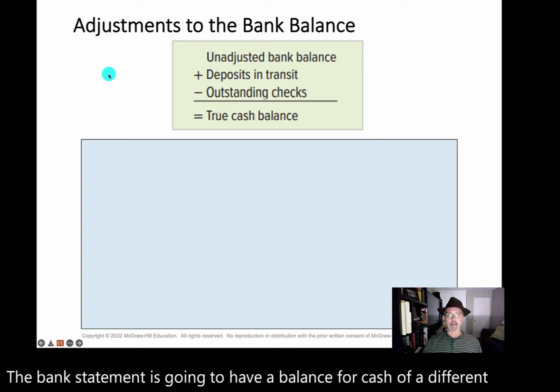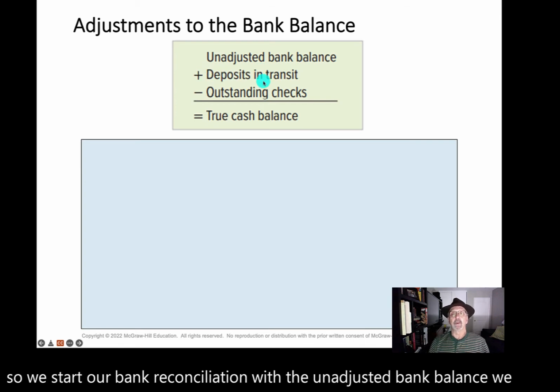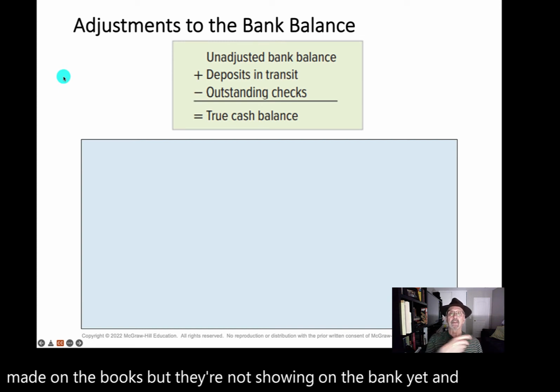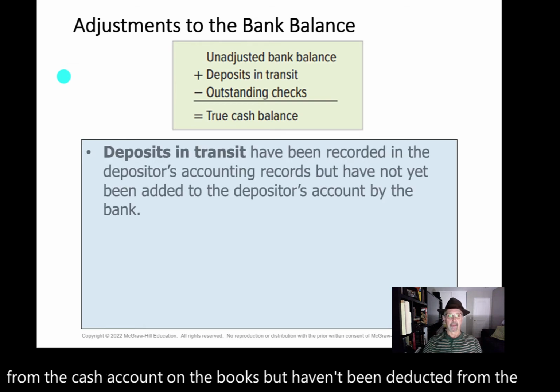So we start our bank reconciliation with the unadjusted bank balance. We add those deposits in transit we talked about, deposits that have been made on the books, but they're not showing on the bank yet, and subtracting outstanding checks. Those are checks that have been deducted from the cash account on the books, but haven't been deducted from the checking account.